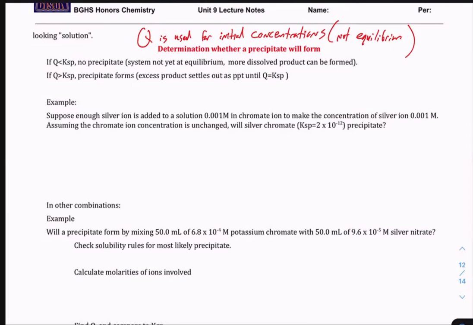In this example problem right here, they are telling us there's a concentration of chromate and a concentration of silver. What they're doing is they're adding these two ions together, and they're asking, will a precipitate form? So how you start the problem is always the same. You still have to write a dissolving equation. In this case, the dissolving equation is going to be for silver chromate. And the expression is going to be silver squared times chromate.